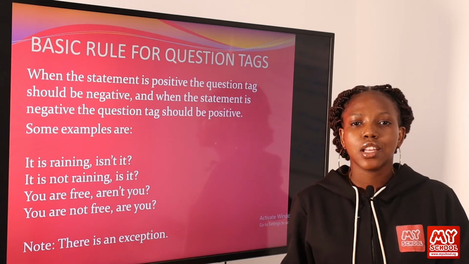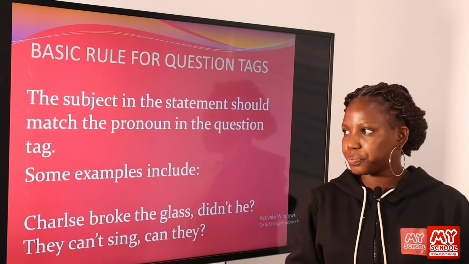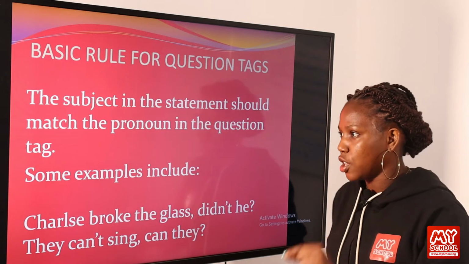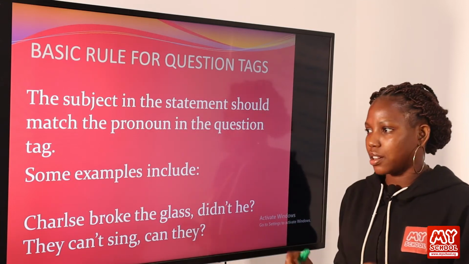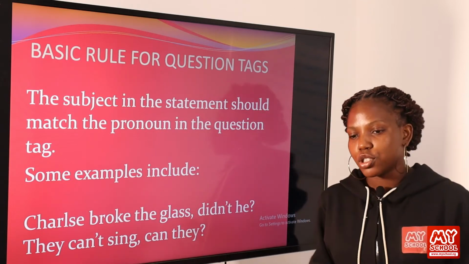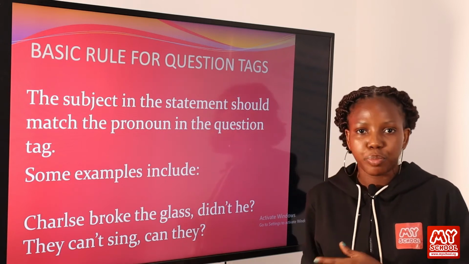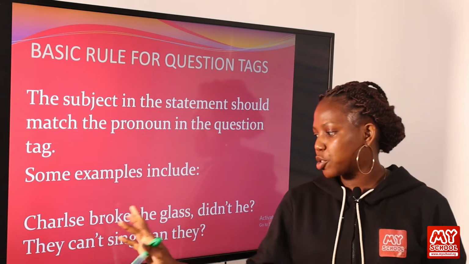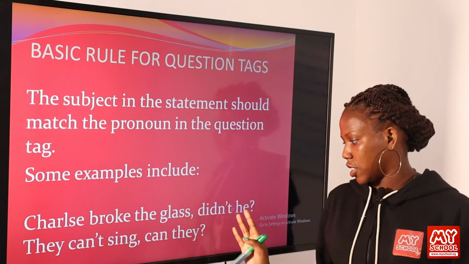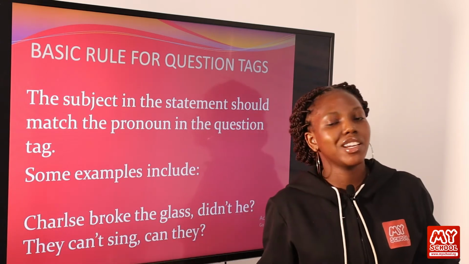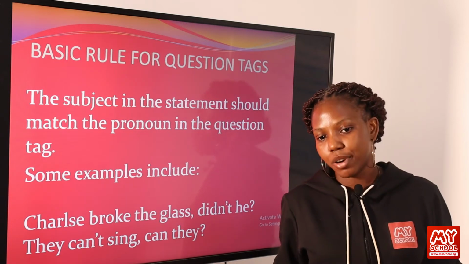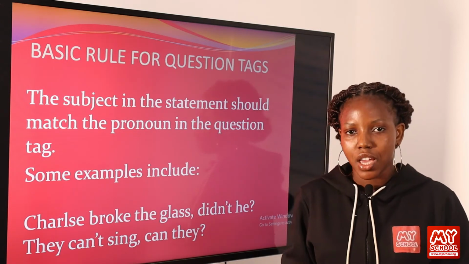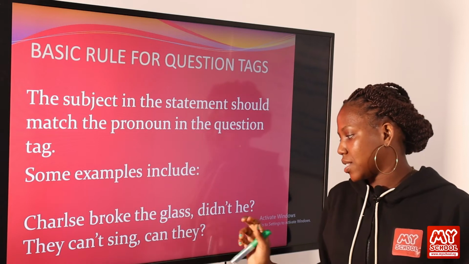Now let's take a look at basic rule number 2. The subject in the statement should match the pronoun in the question tag. So the subject must refer to the pronoun in the question tag. Okay, so let's take a look at some examples. Charles broke the glass, didn't he? So we have Charles, and generally we'll acknowledge that Charles is a male person. Okay, so we use he for Charles, didn't he?